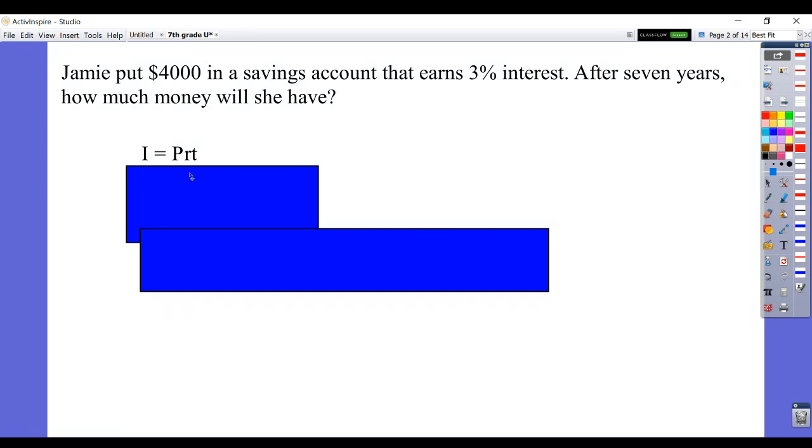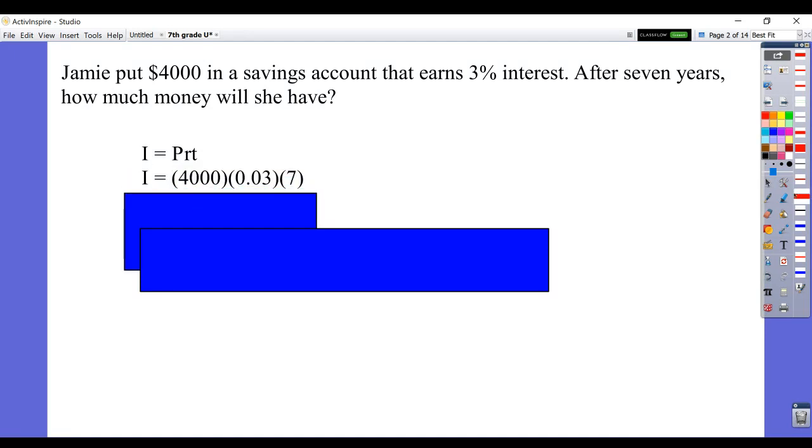Keep in mind, principal is the amount of money that you are either borrowing or, in this case, putting into a savings account. R is the rate, and it will be written as a decimal. It is a percentage, but you'll convert it to a decimal in this equation. And T stands for time.